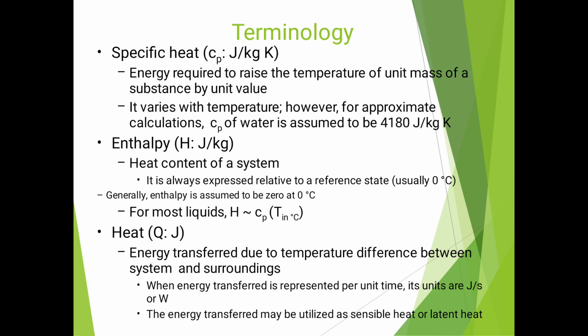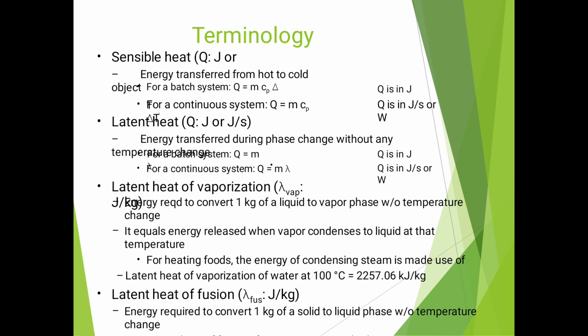Next is heat. Heat is represented by the symbol Q, measured in joules, and is defined as energy transfer due to temperature difference between the system and the surroundings. When energy is transferred, it is represented per unit time, and its unit is joule per second or watt. The energy transfer may be utilized as sensible heat or latent heat.